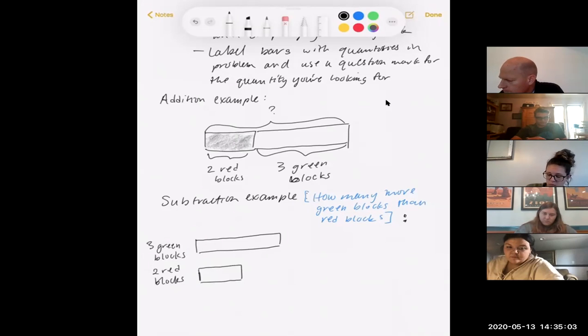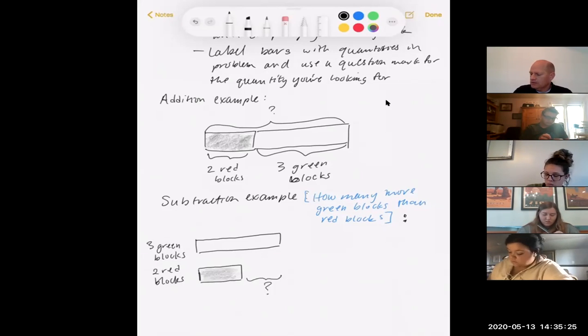Okay. And we can just kind of shade one for color here. Make it just a different color, it's a different object. All right. And so when we do that, we want to find the difference. And so the difference is right here, this distance. Okay. And we put a question mark right there. All right, so this top bar represents 3 green blocks, the bottom bar represents 2 red blocks, and then the question mark is the difference between the two.